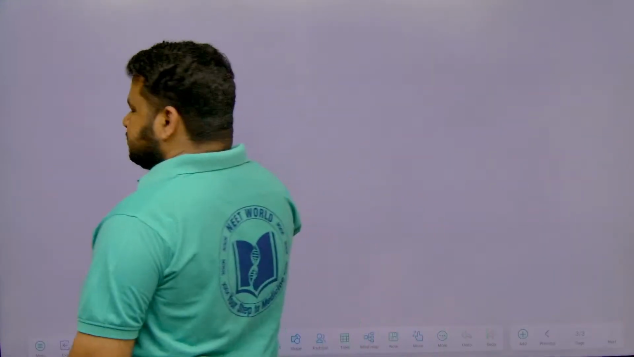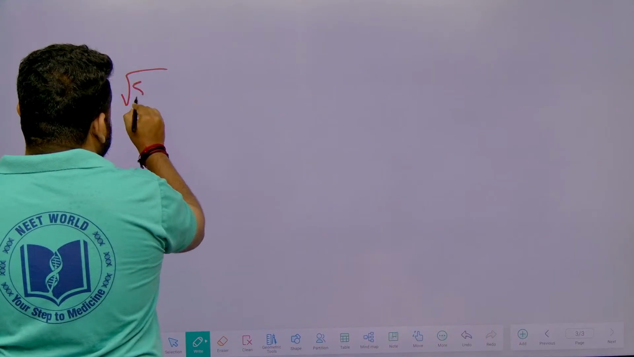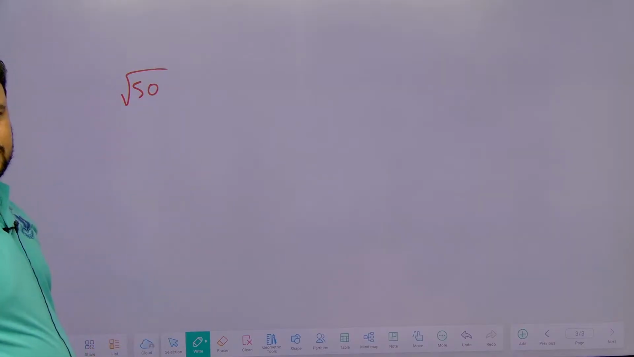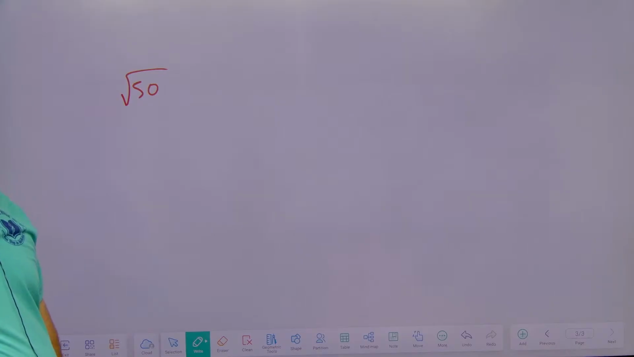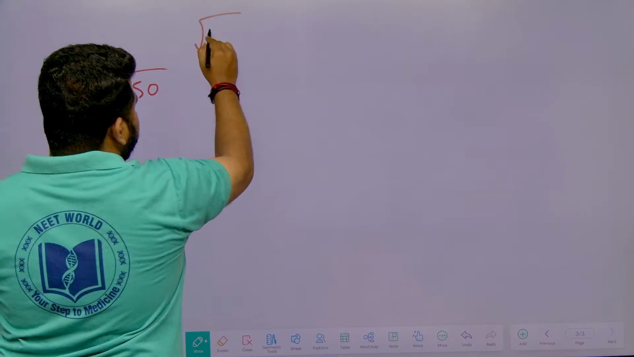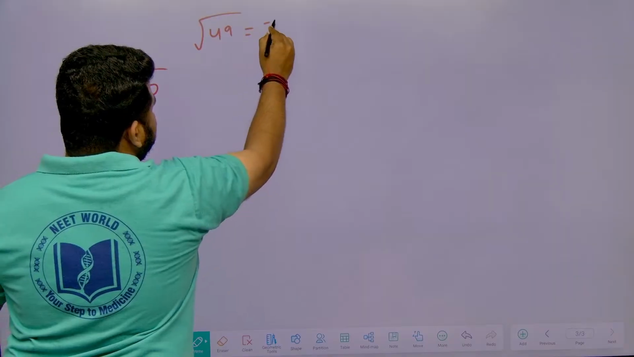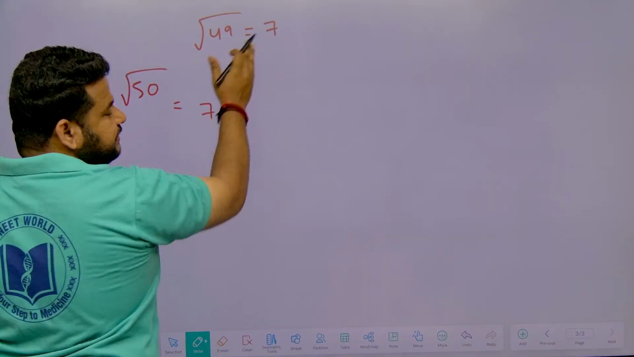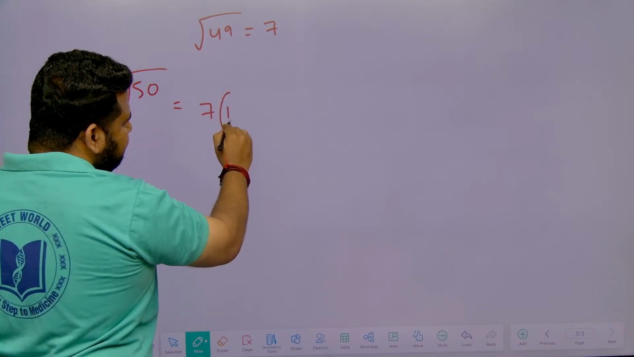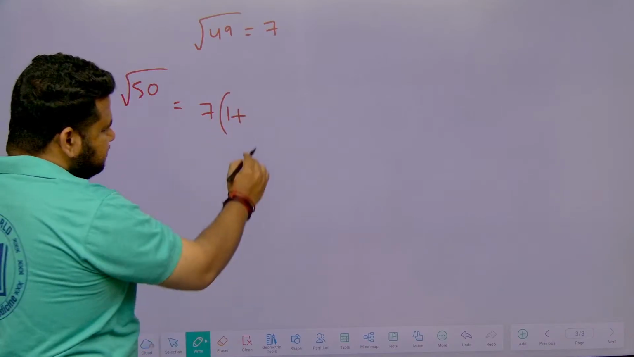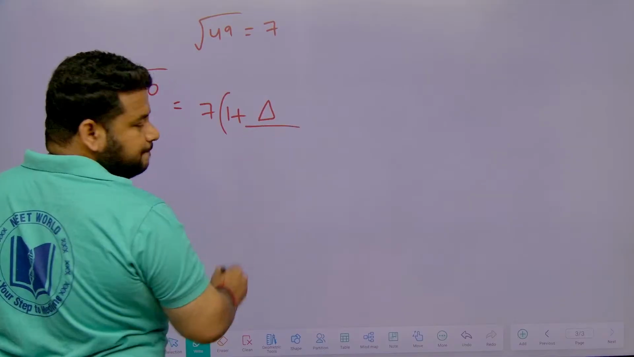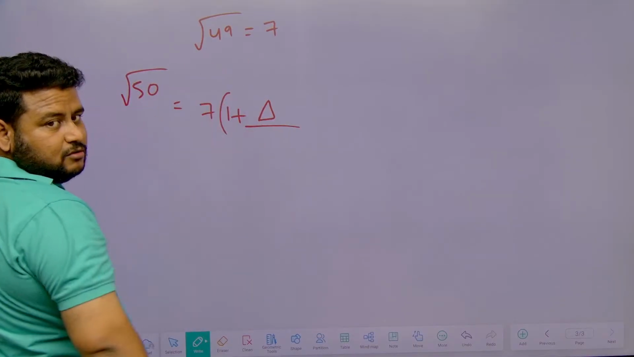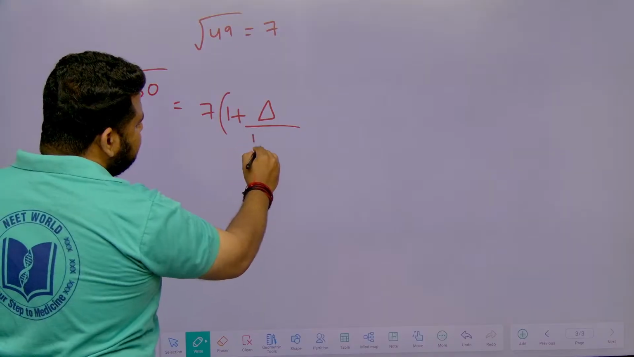If they give square root of 50, what will you do? Square root of 50 is very close to square root of 49. Square root of 49 is 7. So this is nothing but equal to 7 outside, then inside you write 1 plus change. Change you will write as delta, divided by 49 into 2.